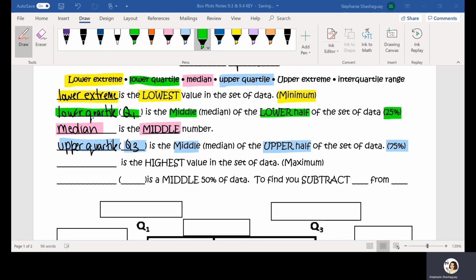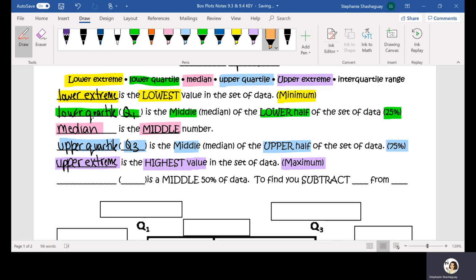Blank is the highest value in the set of data. So that would be our upper extreme. Okay, our upper extreme is the highest value. And this is also commonly referred to as our maximum. So upper extreme and maximum can be used interchangeably, and that is the highest value in the set of data.